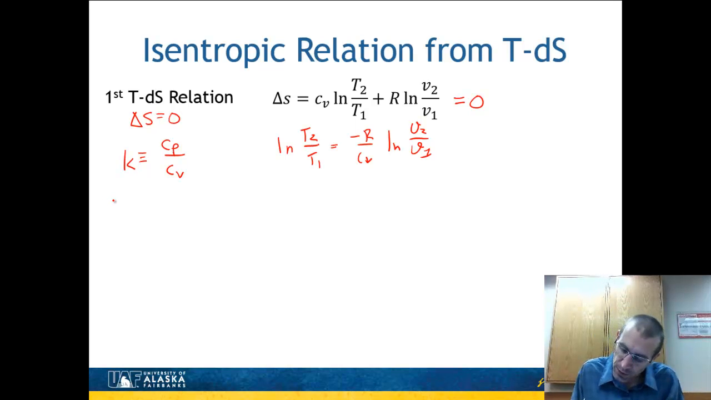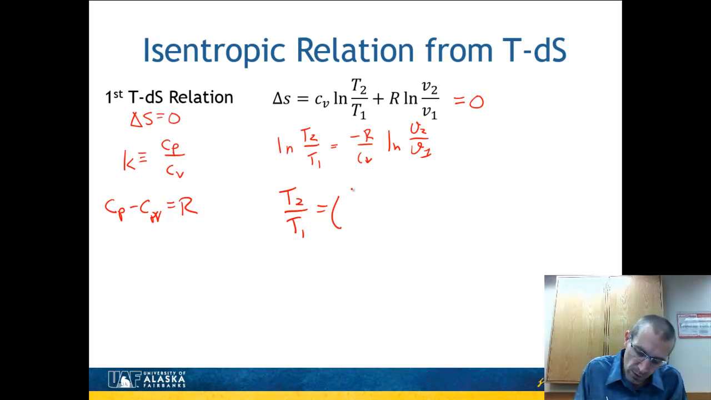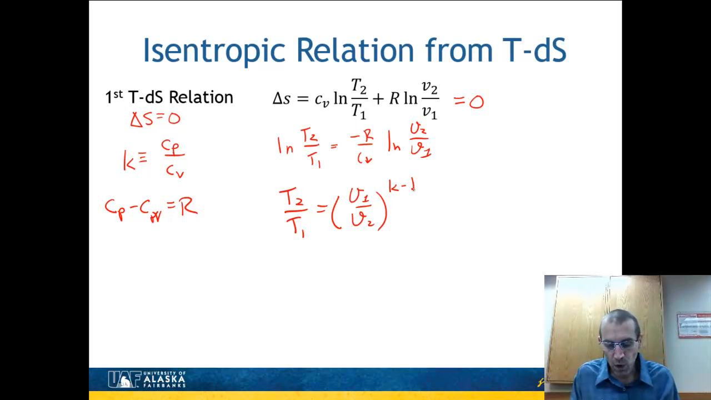I'm also going to use another relationship, which is for ideal gases, Cp minus Cv is equal to R. So the value of R is the difference between those two. If I use those two and do some simple algebraic manipulation, I can turn this equation into another form that says T2 over T1 is equal to V1 over V2 to the exponent of k minus 1. So what this relationship does is it tells me, for example, how the temperature changes with the volume as long as the entropy remains constant.